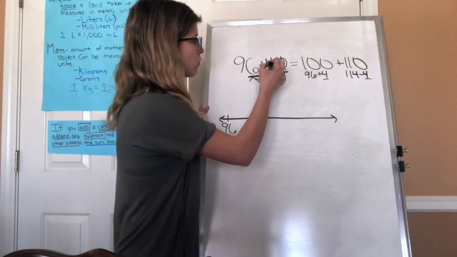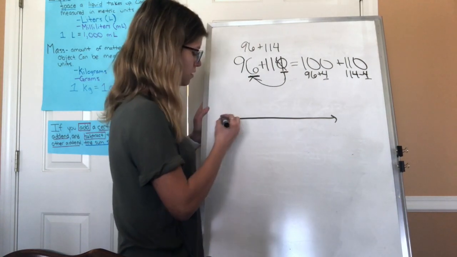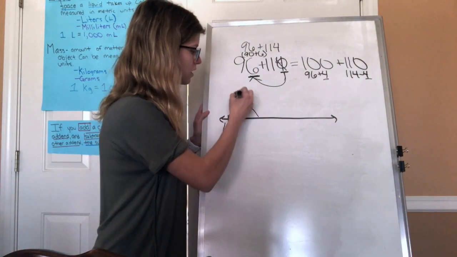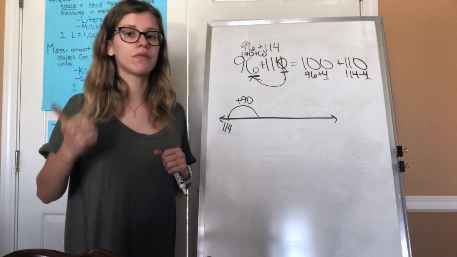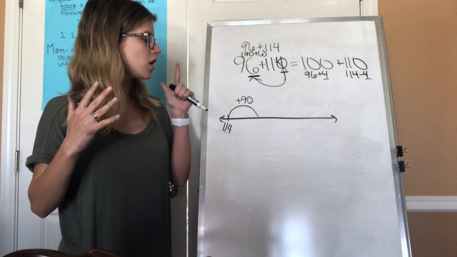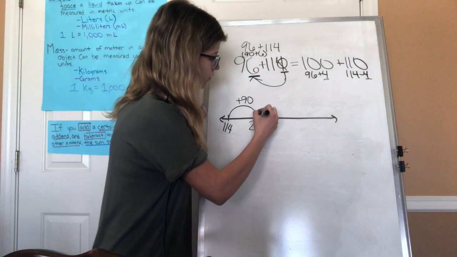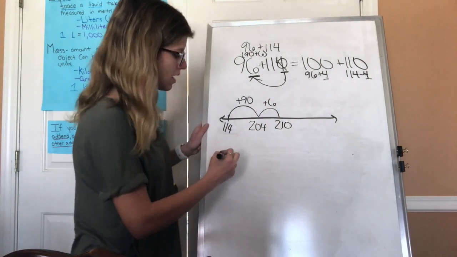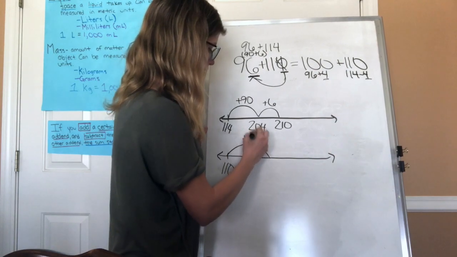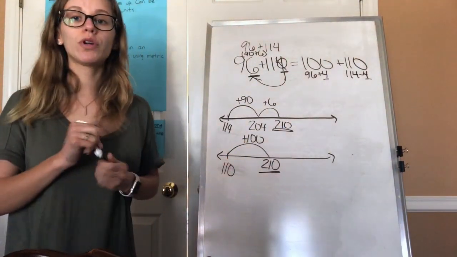So if I was to do the first one, which was 96 plus 114, I'm going to start with 114, then add 90, then add 6. 114 plus 90 would be 124, 134, 144, 154, 164, 174, 184, 194, 204, plus 6, which would be 210. And then my second equation was 110 plus 100, which is equal to 210. So my second equation equaled the same thing, it just made it super easy for me to solve.